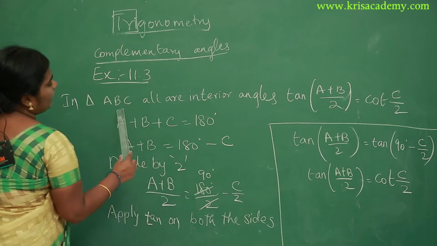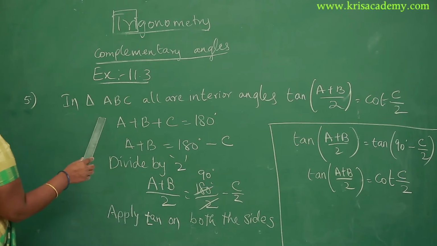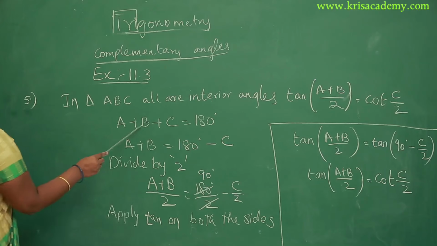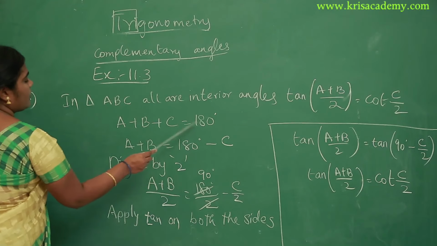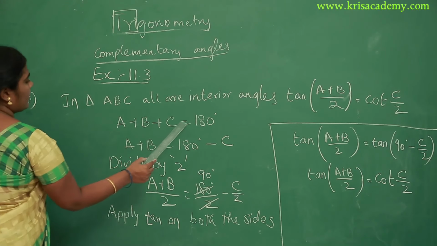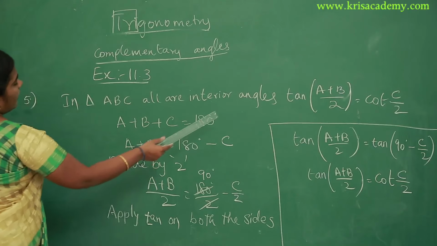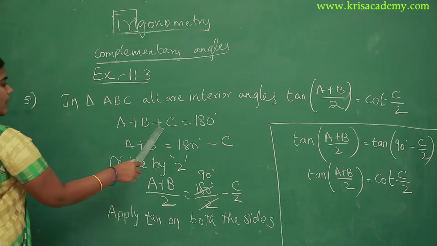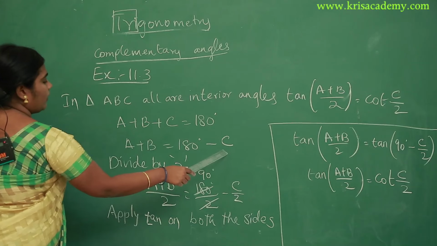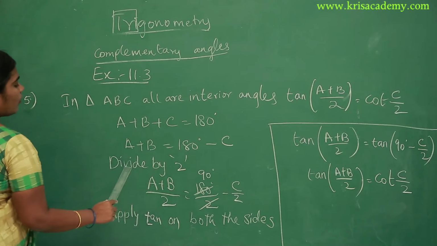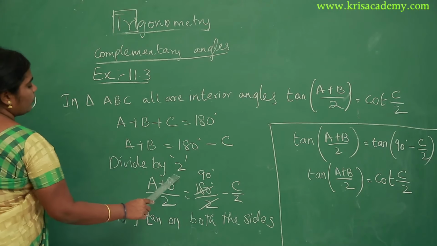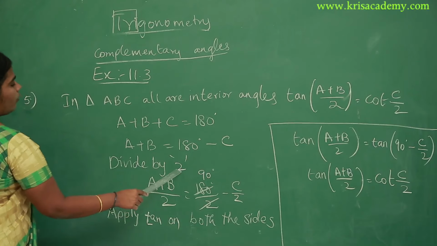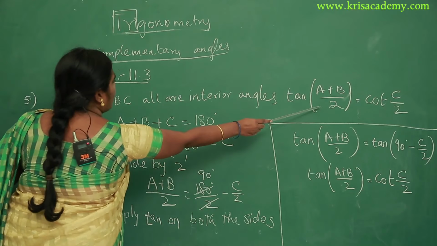So once again, A, B, C are interior angles. We already know the sum of three interior angles is 180 degrees. So A plus B plus C is equal to 180. According to your question, A plus B is in the LHS part. So plus C we are transferring to that side, so it becomes minus C. Then both the two parts divide by 2. Why do we have to divide by 2? Because in your question they gave denominator 2.